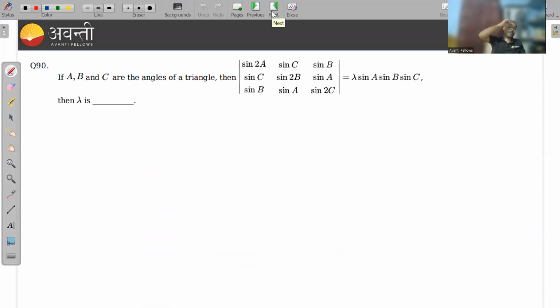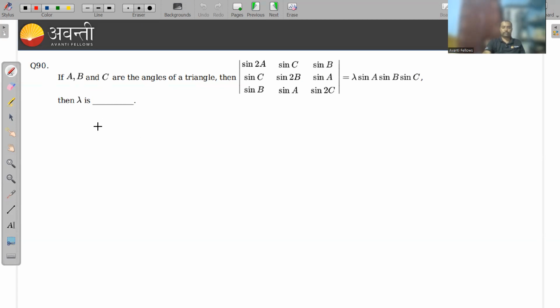Last question. If A, B, C are the angles of a triangle, then find the determinant of sine of 2A, and so on, which is equal to lambda sine A into sine B into sine C. Then find the value of lambda.